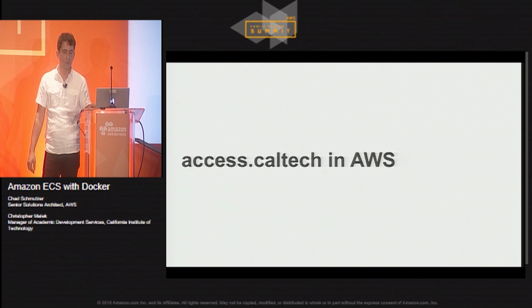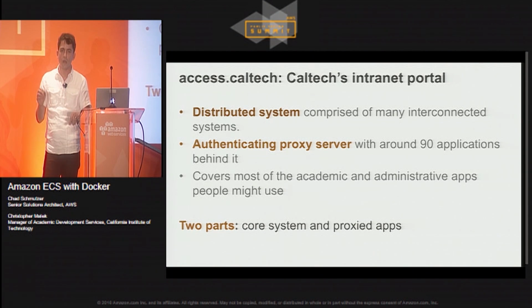And one of the hardest parts to move is access.caltech. That's our campus intranet portal. This is a large distributed system that we have hosted on-prem. It's about 50 or 60 hosts. It's fronted by an authenticating proxy server that, based on who you are, restricts what you can get to behind it based on permission roles in our database. About 90 of our key apps are sitting behind access.caltech, and that's most of the academic and administrative apps that people use day to day.